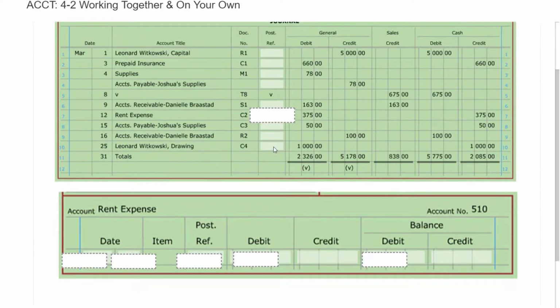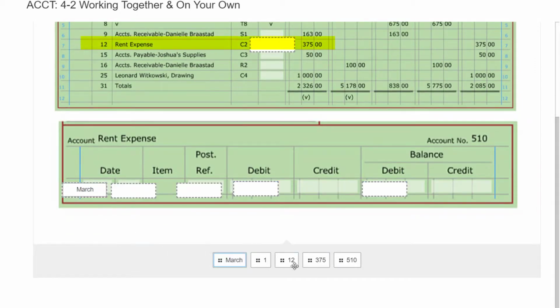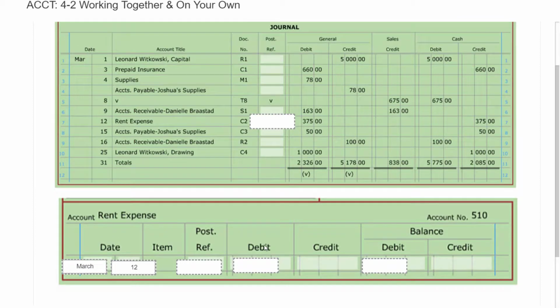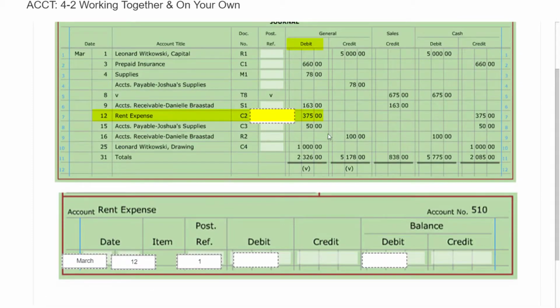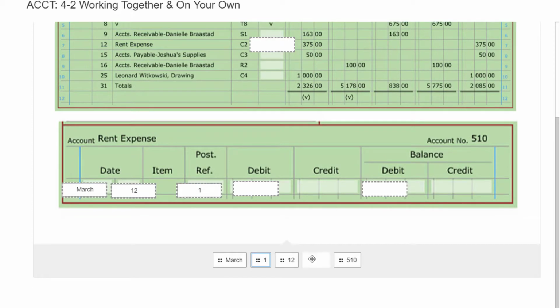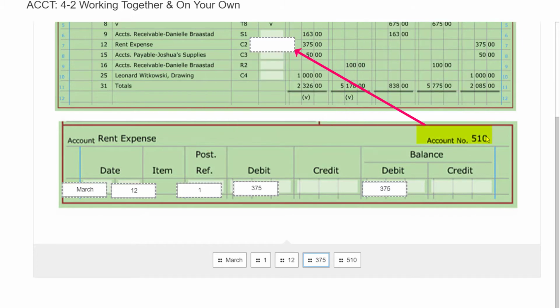And the final one I have is the rent expense. This is on March 12th. It's on page 1 of the journal. This is a debit of $375. The debit of $375 plus 0 is a debit of $375. And then I can take my 510 and I can mark that I posted this number 375 into ledger 510.